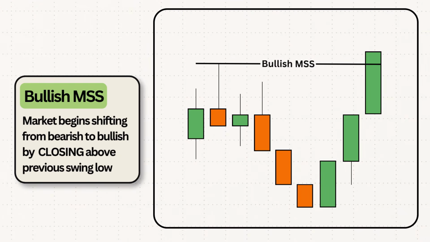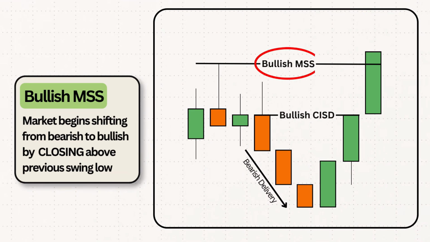With a bullish CISD, price only needs to close above the opening of the bearish delivery. But for a bullish MSS to be considered valid, price must actually close above the wick of a previous swing high. In other words, the market is no longer just reclaiming bearish delivery internally, it is now beginning to break the previous bearish structure itself.